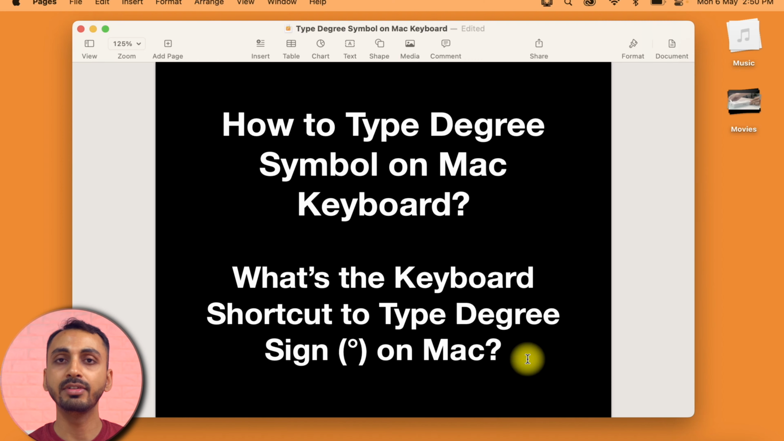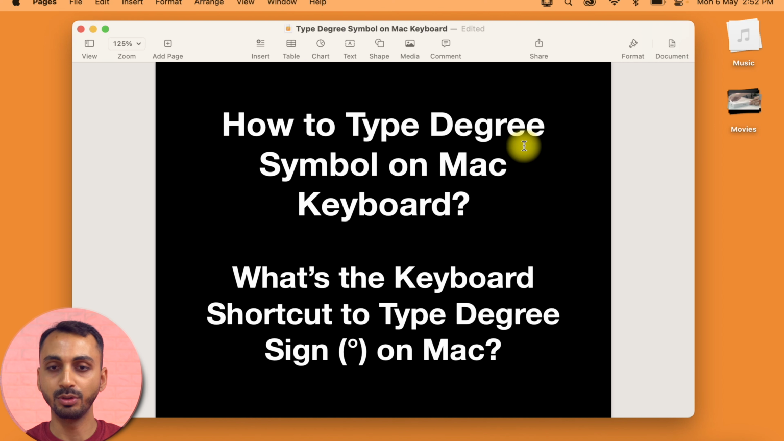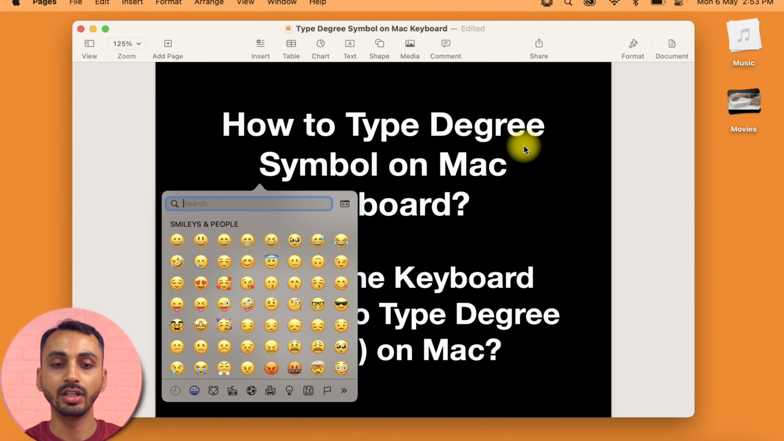Out of the 3 methods I'm going to show you today to type degree symbol on Mac, the first method involves using Emoji keyboard. For that, you simply need to activate Emoji keyboard to the place where you want to type a degree sign. To activate Emoji keyboard on your Mac, you simply need to press Ctrl, Command and Space together, and this will show Emoji keyboard.